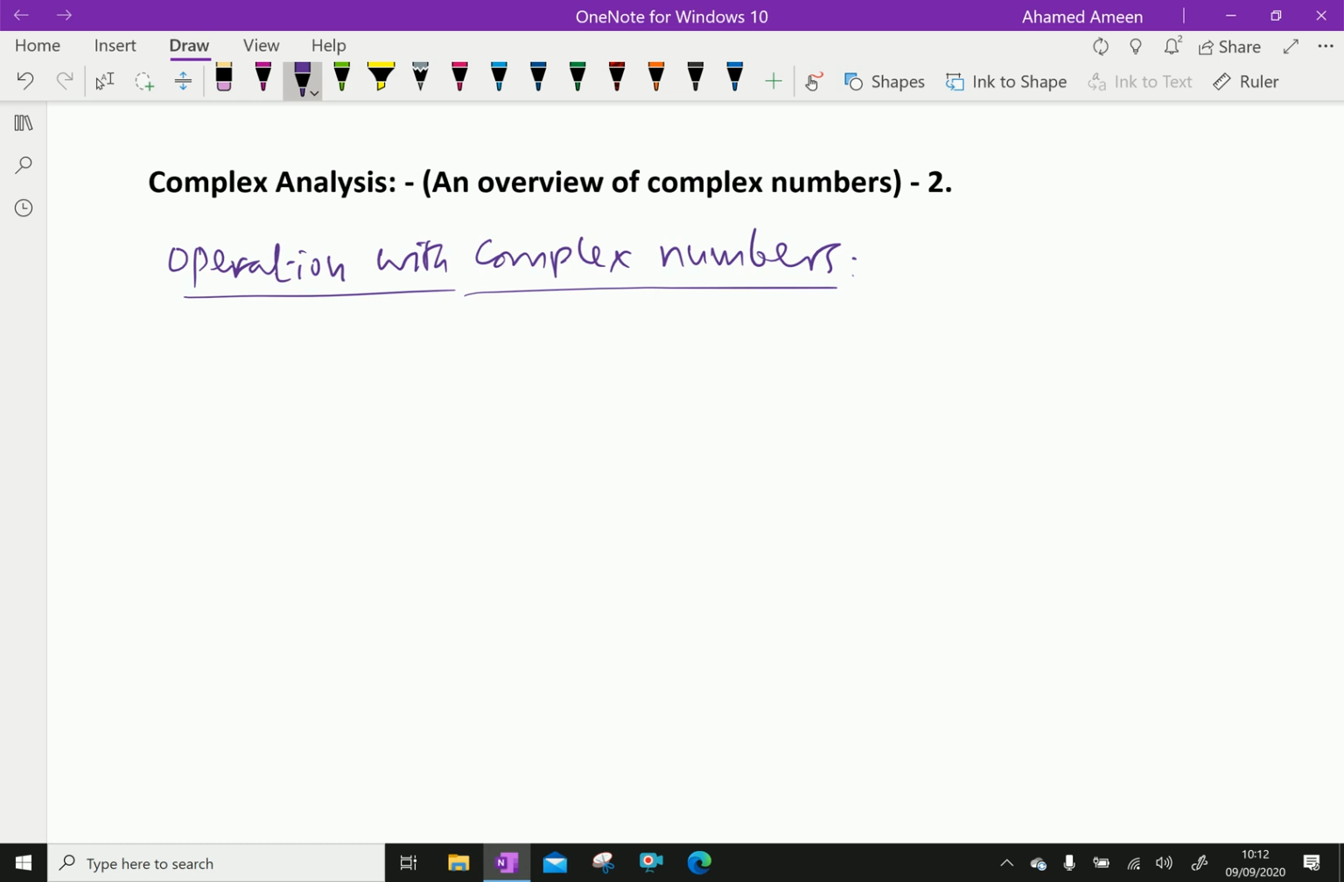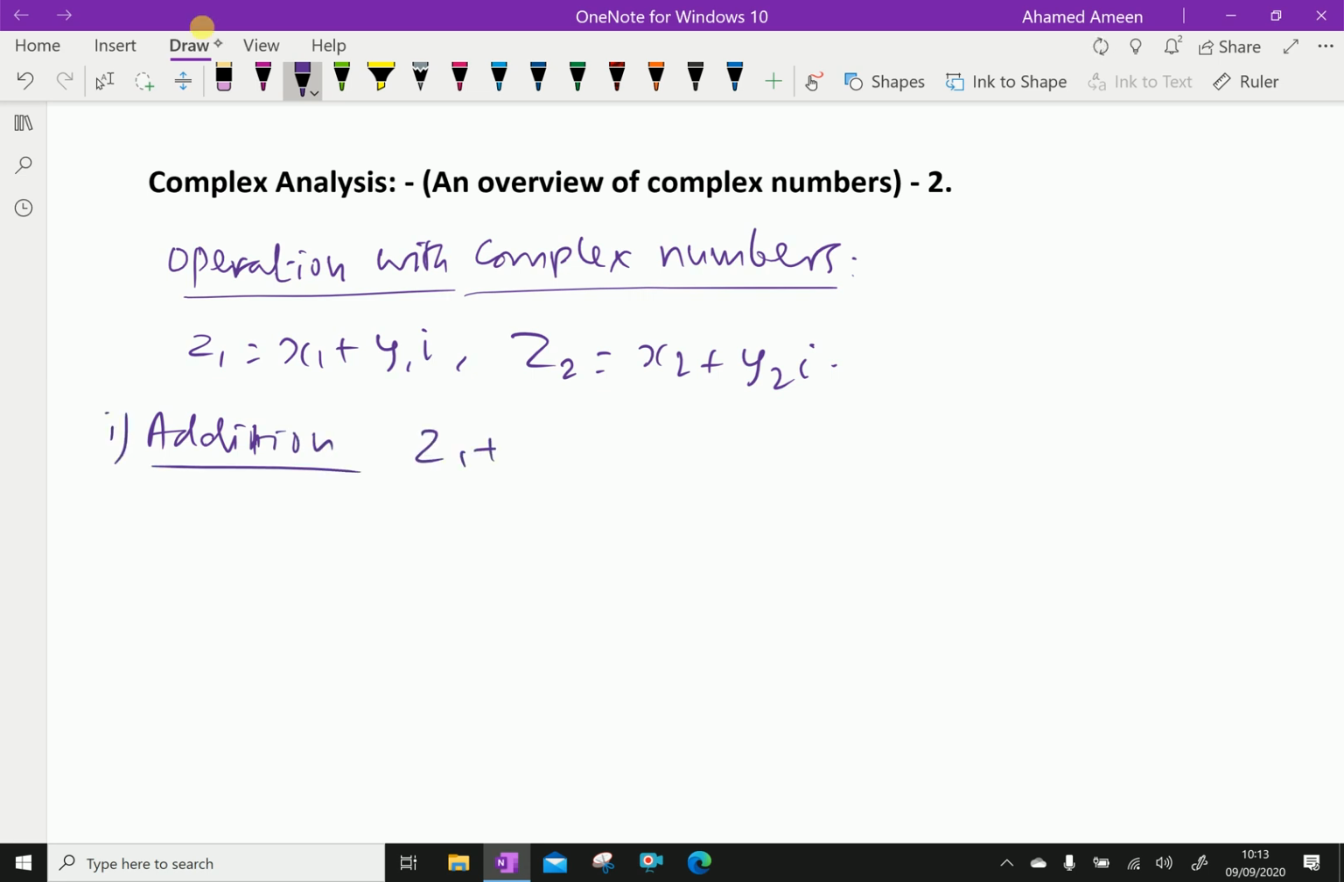Now, first we'll talk about addition. Let Z1 be a complex number x1 plus y1 i, and Z2 equal x2 plus y2 i. Addition of complex numbers, that is Z1 plus Z2, equals: add the real parts of both complex numbers, x1 plus x2, and add the imaginary parts, that is i times y1 plus y2.